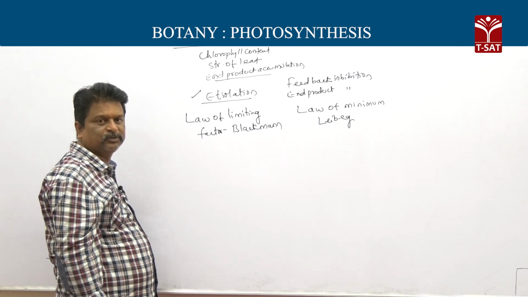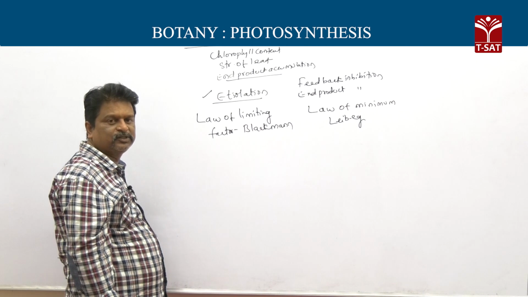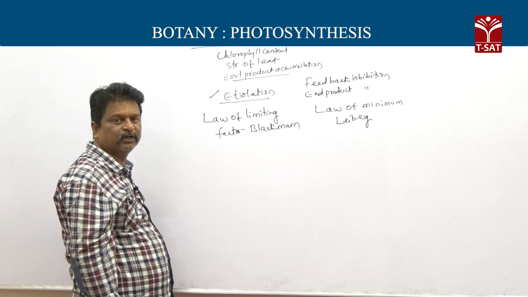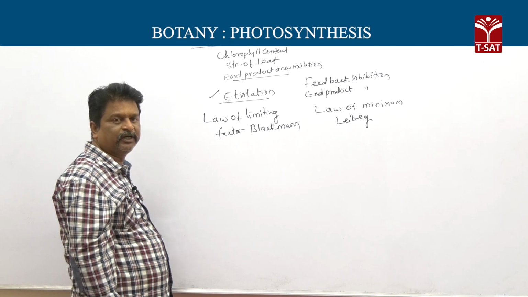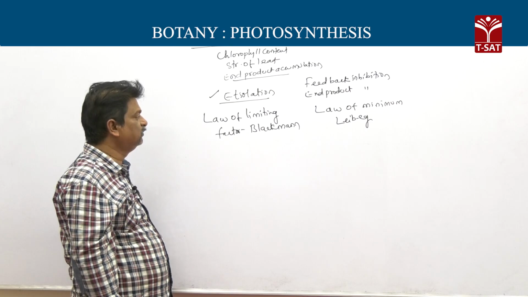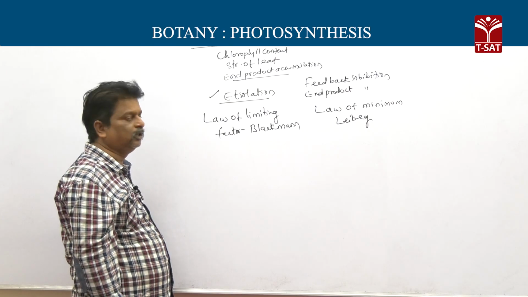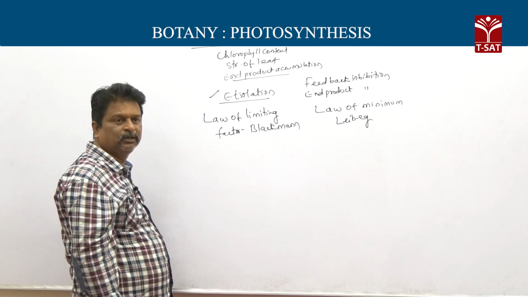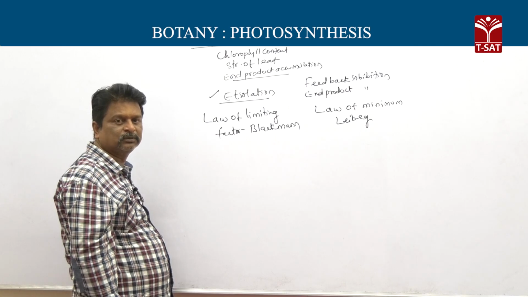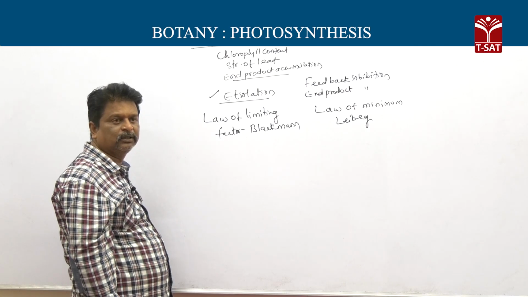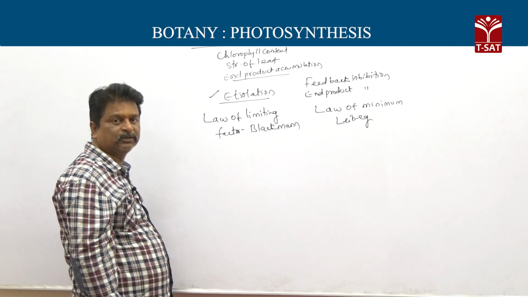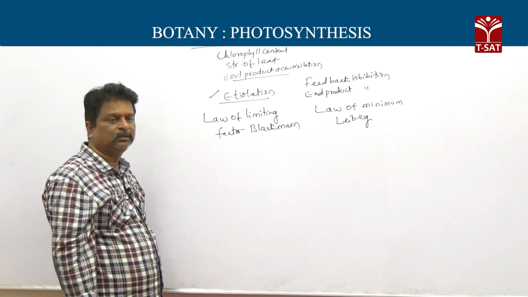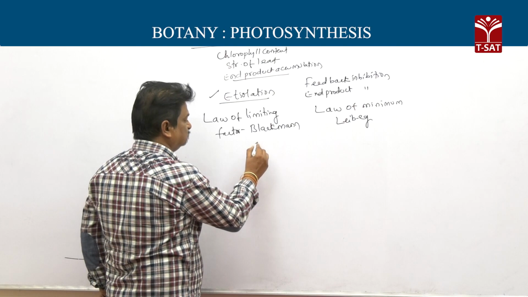What does the law of limiting factor mean? If any metabolism is conditioned by many external factors, its rate depends on the least available factor, called the limiting factor. Then generally the limiting factors for photosynthesis are carbon dioxide and light, but the most common limiting factor is carbon dioxide. Only in rare cases does light become the limiting factor.